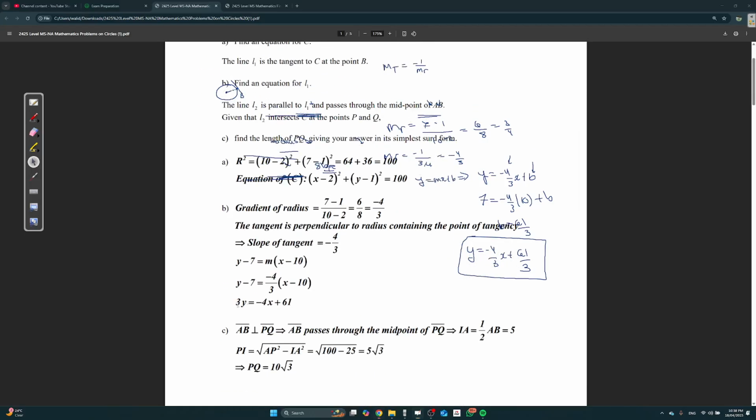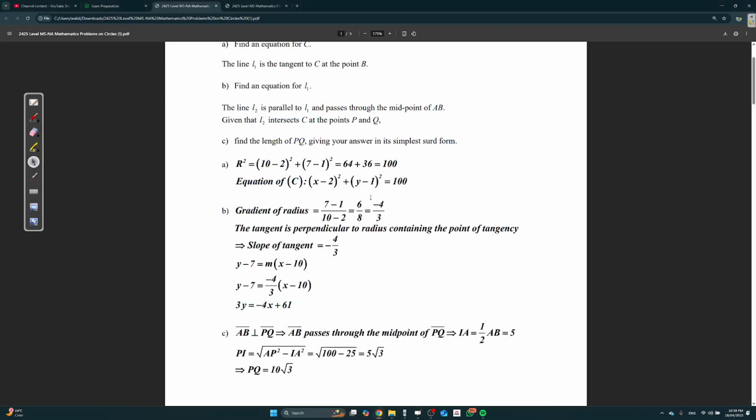So you may see this form over here. What people in math like to do when they have denominators in equations of lines is get rid of the fractions. So they multiply the whole equation by 3, and you get 3y equals -4x plus 61. This is also valid if you write this down. All you did is multiply by 3 left and right. It's completely fine. So that's part B.